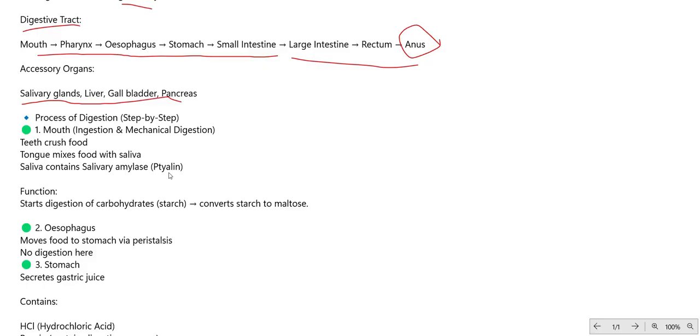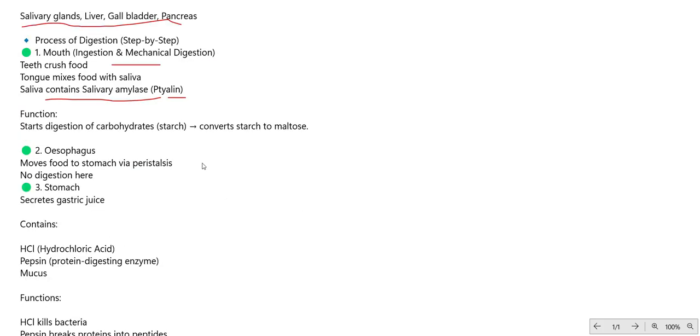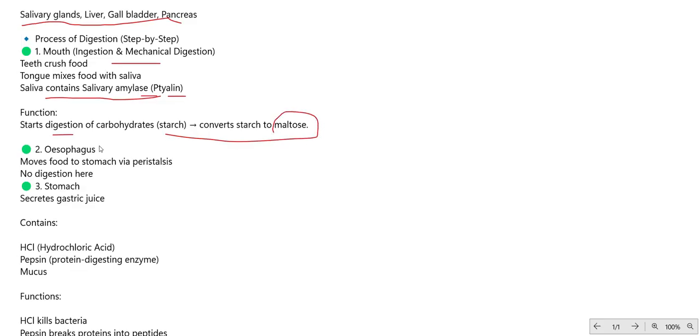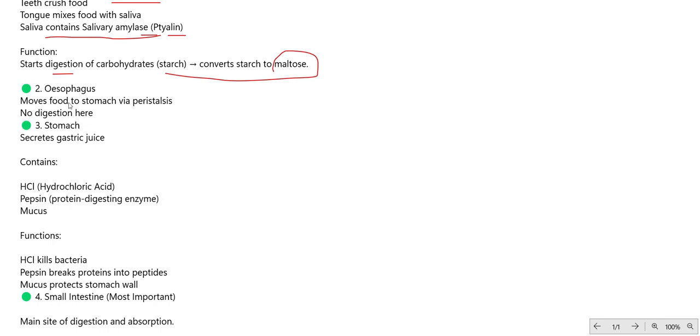The process of digestion starts with the mouth, where ingestion and mechanical digestion happen. Teeth crush the food, the tongue mixes the food with saliva, and saliva contains salivary amylase, also known as ptyalin. This salivary amylase starts the digestion of carbohydrate, that is starch, and it is converted into maltose. Then the food goes into the esophagus and moves to the stomach via peristalsis.